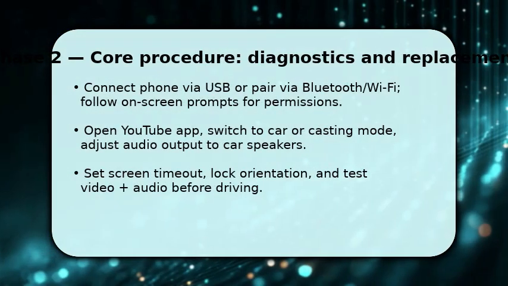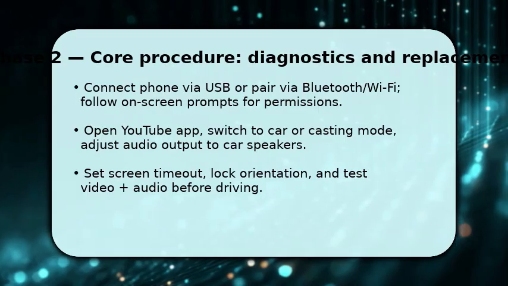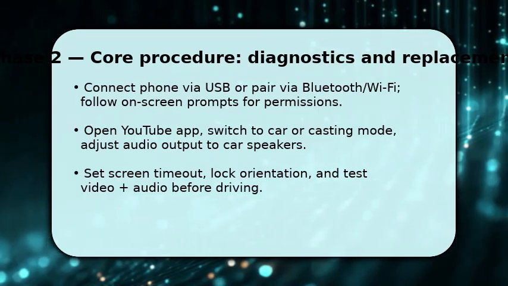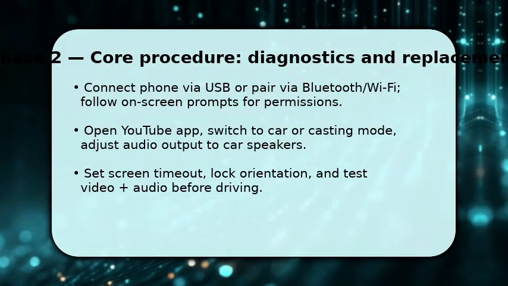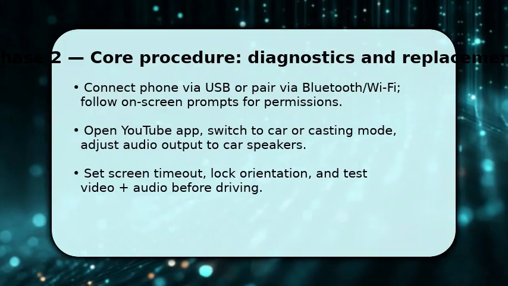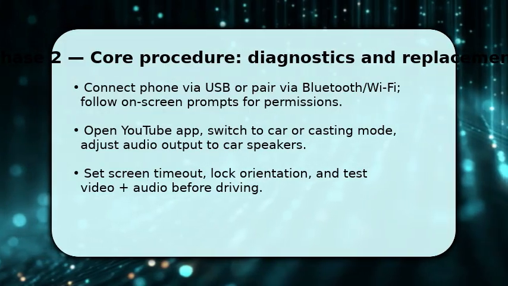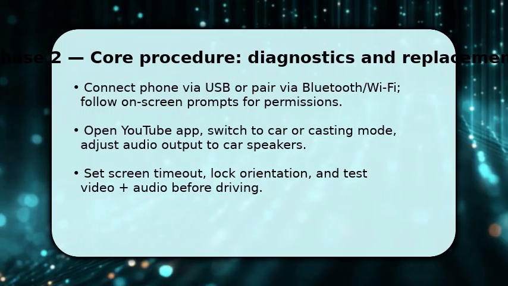With the physical or wireless link active, grant permissions on both devices: media access, location, and screencasting. Open YouTube and select Cast or Mirror from the player. If using Android Auto or CarPlay, use their compatible apps or a safe playback method.